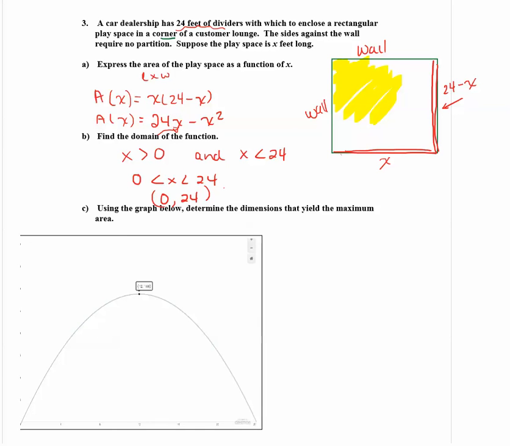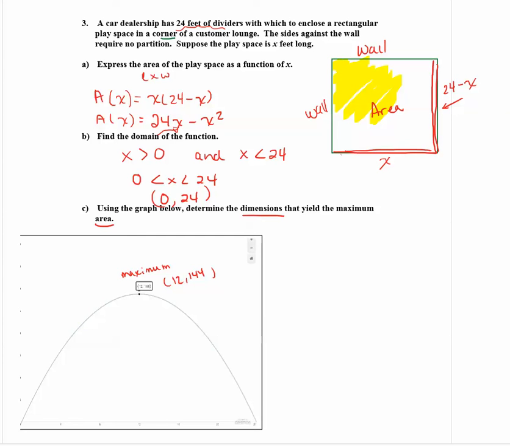So now we have a graph showing the function 24x minus x squared graphed, and it is a parabola. It's a U-shaped graph facing down, and notice that the high point, or the maximum point of the graph, is plotted, and it's (12, 144). So using that, determine the dimensions that give us the maximum area here for this play space.